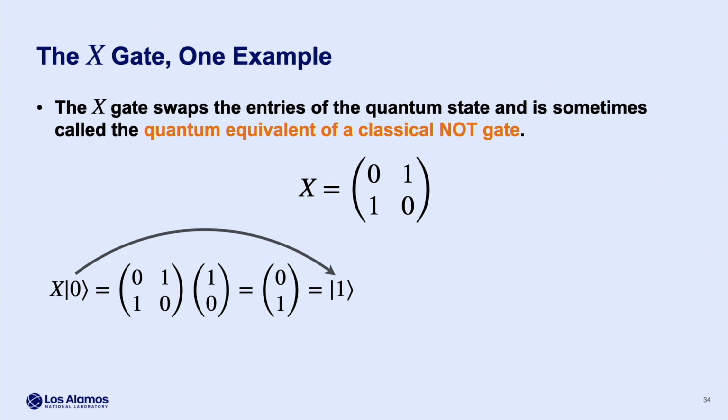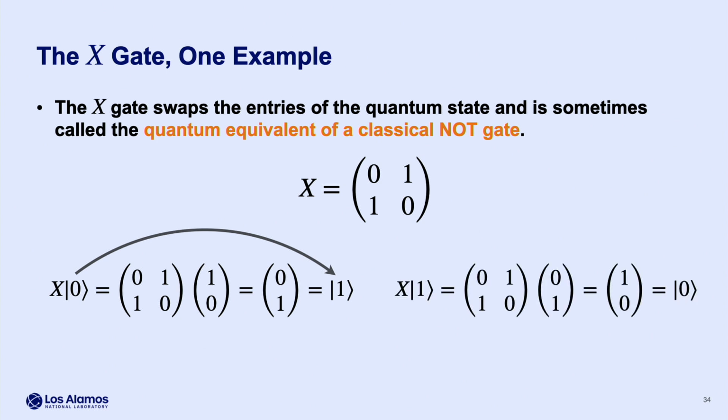So if you just look at it, we went from a 0, we applied X, and we got a 1. That's exactly what classical NOT does in logic. So that's why people say it. It also works in the other direction. That's important, right? If we start with 1 and we do this math, we get 0. So that's the X gate.